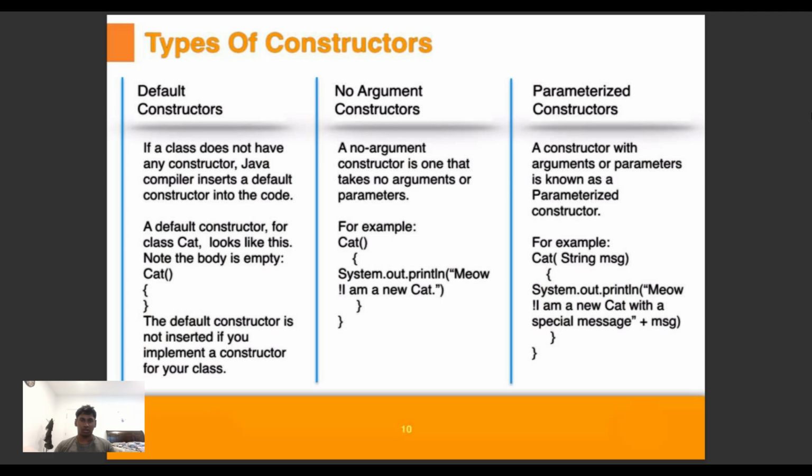No argument constructors. A no argument constructor is one that takes no arguments or parameters. The example is shown below. Parameterized constructors. A constructor with arguments or parameters is known as a parameterized constructor. In the example given below, String message is a parameter.